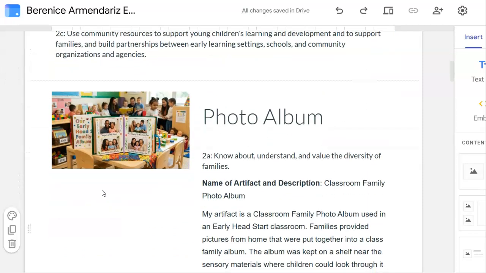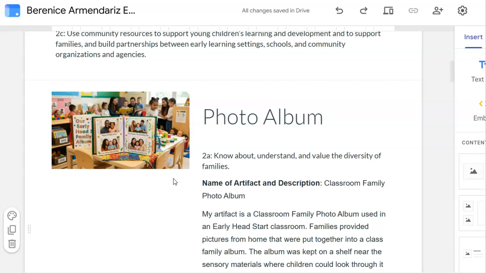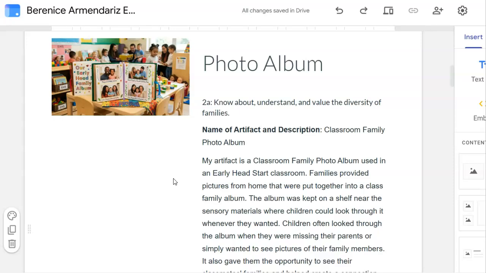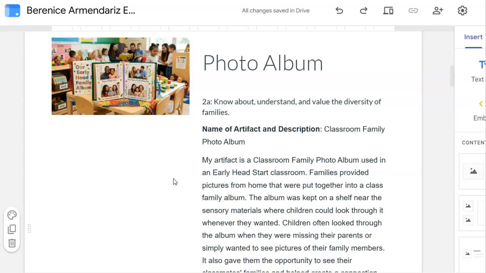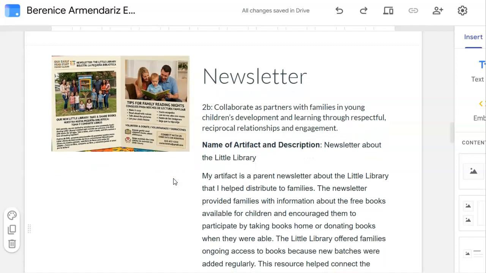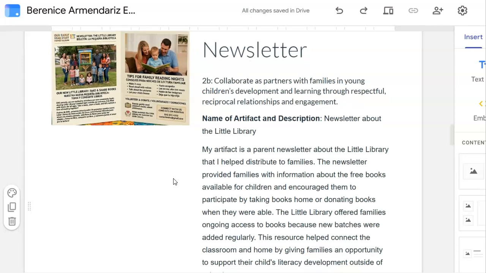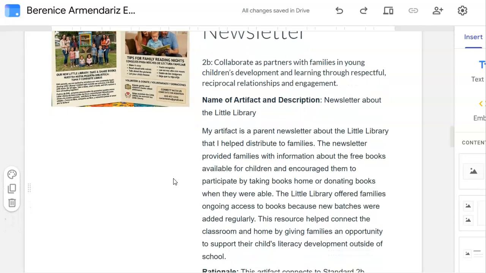Head Start teachers have a really easy time with this. So I chose the photo album because it helps us know about and understand the value of diversity of our families. It also is a great social emotional way for children to be able to go over there when they're feeling sad, and you can just make up whatever you want. Here's the newsletter that we use for work. It helps us collaborate with partners and families. It lets them know of all the things that are going on so that they can participate.